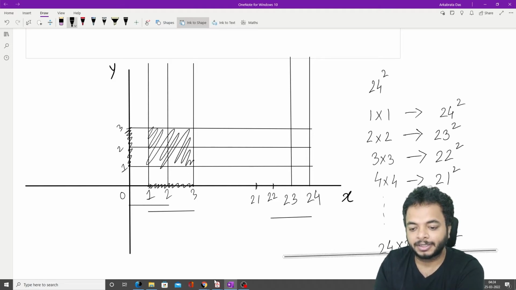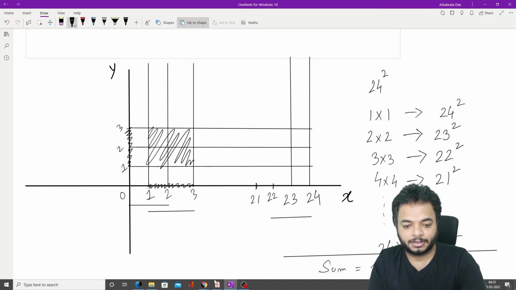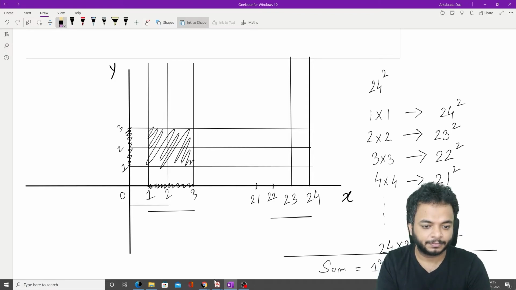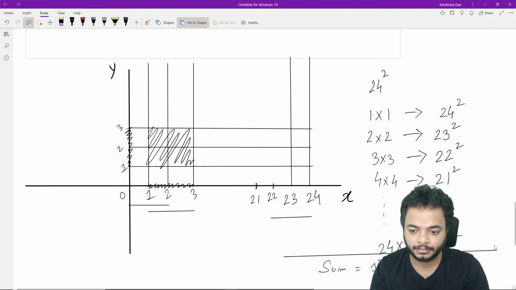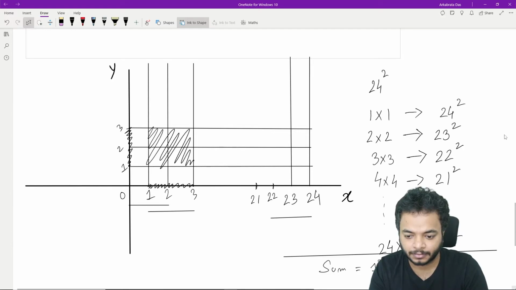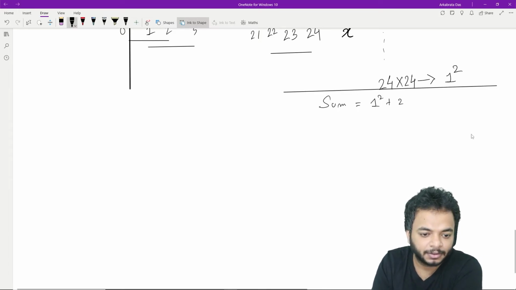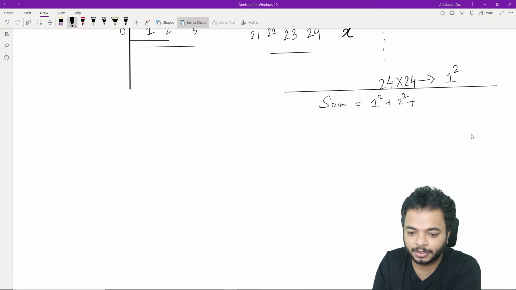So if you sum them up, what you're basically getting is the sum 1 square plus 2 square plus 3 square plus ... till 24 square.